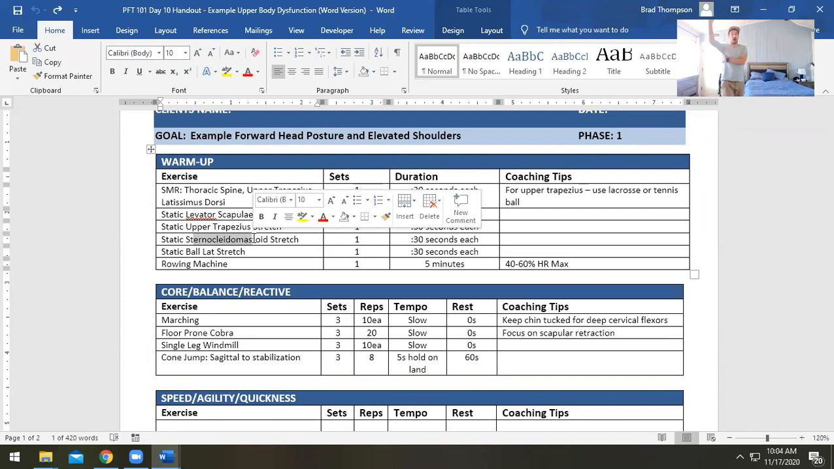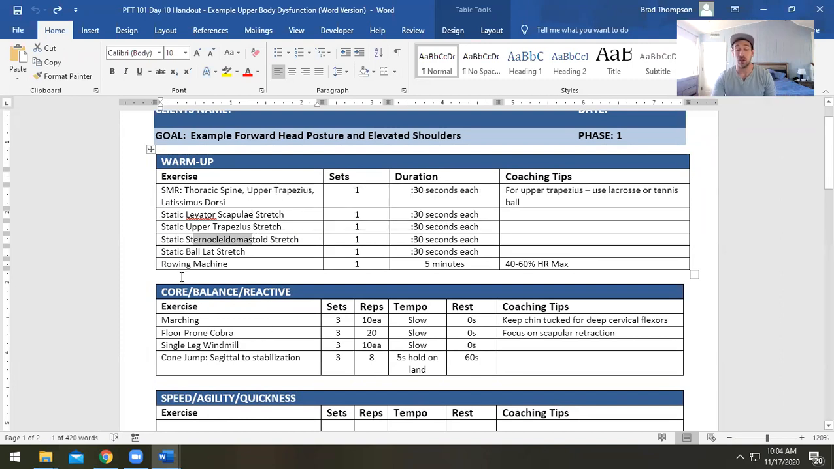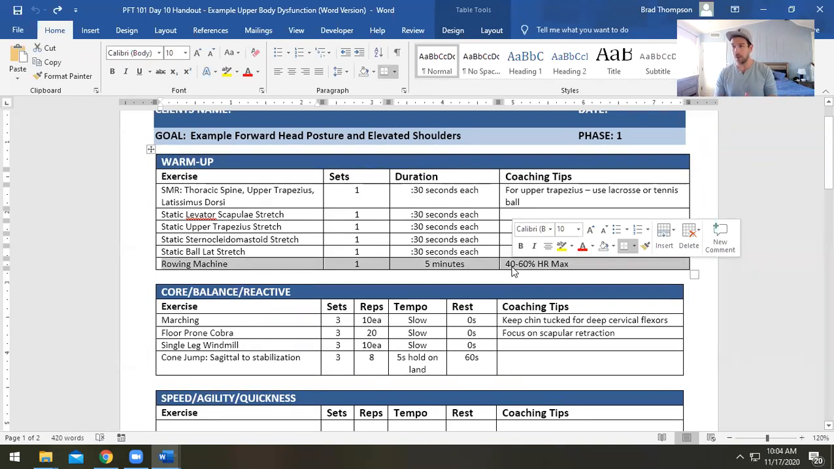And then again, we get a ball lat stretch in there to kind of loosen everything up under the arms and get that whole shoulder joint a little bit more mobile. Again, we're going to warm up with the rowing machine here. Get the blood pumping just like we do with any warm up before a workout.